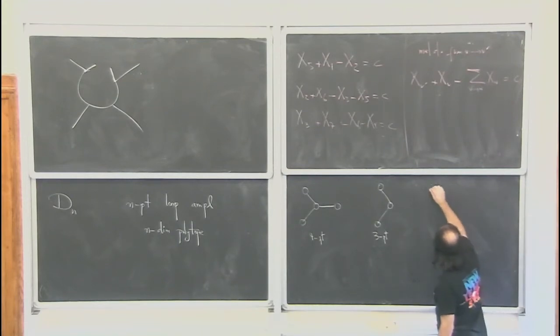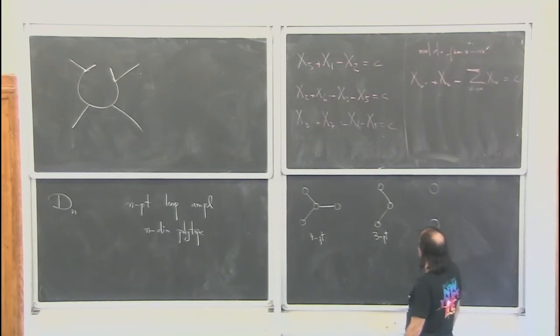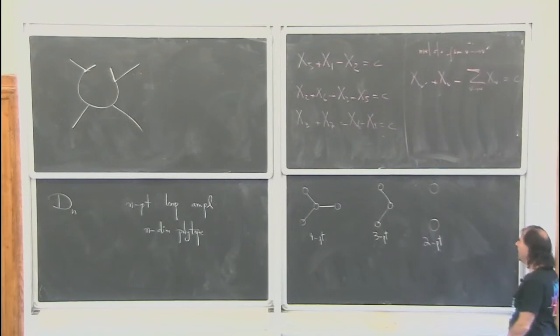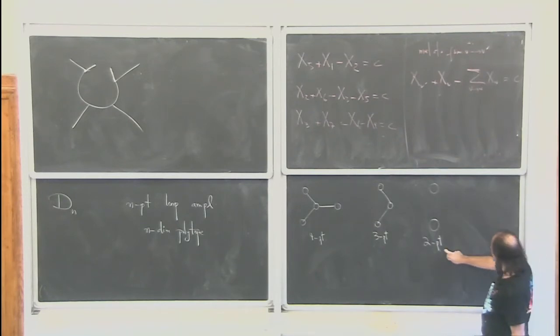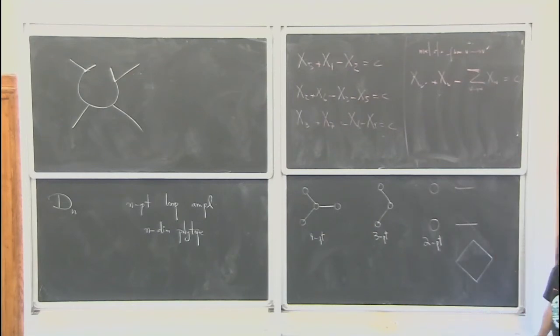So what about two-point? Two-point is like that. So that's just A1 cross A1. This is SO4 is SU2 cross SU2, right? This is at the level of Lie groups. Okay, so in particular, if I look at two-point here, it's supposed to be A1 cross A1. This one is an interval, this one's an interval, so this thing should be a square. Right, an interval cross an interval is a square.